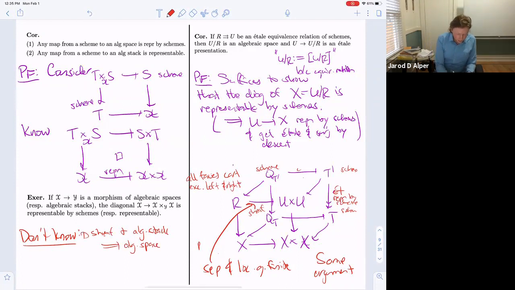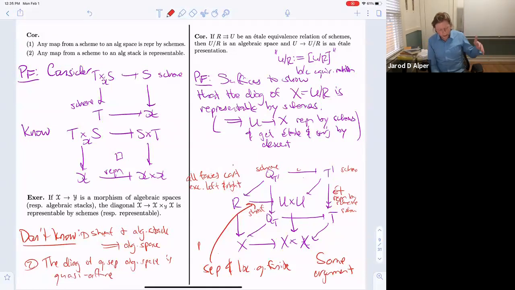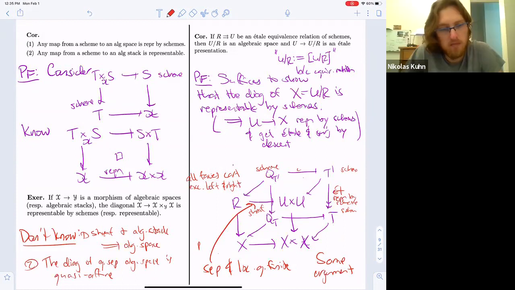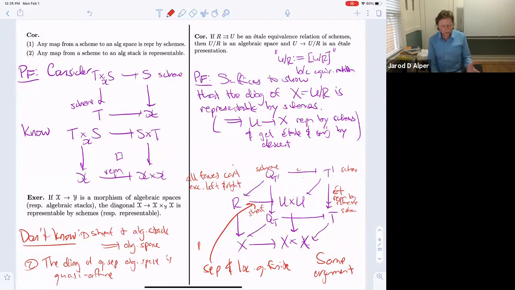We also don't know yet that the diagonal of a quasi-separated algebraic space is quasi-affine, or of an algebraic stack with separated and quasi-compact diagonal. It's also true that the diagonal of a Deligne-Mumford stack with mild separation conditions, namely that the diagonal is quasi-compact and separated, has the property that the diagonal is also quasi-affine. And this is again a useful property because we like schemes more than algebraic spaces.